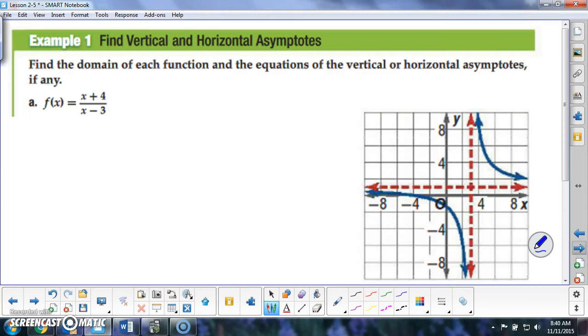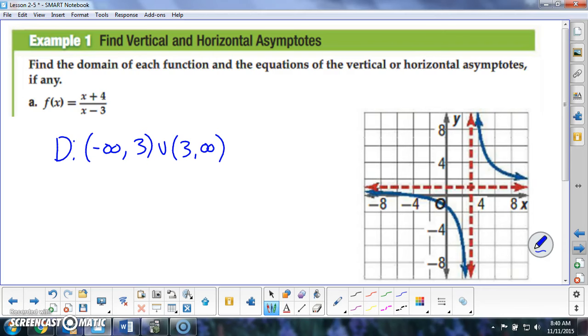So the first example simply says find the domain of each function and find the equations of the vertical and the horizontal asymptotes. So they give us an equation. You see I've got the graph right over here. And so our domain, remember, any time you have to find domain, you need to be concerned about getting a 0 in the bottom of the fraction. So as you can see here, our domain is all numbers except for 3. So if you put 3 into that function, you get a 0 in the bottom. And if you look at the graph, you got a vertical asymptote at 3.